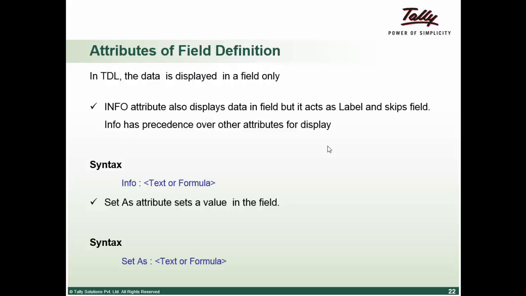So attributes of field definition, we have already seen, such as talking about info. Info also displays the data, but the difference is it acts as a label. So when a report is in edit mode, the field is skipped, whereas when it is written as status, it provides an initial value to the field but allows the user to modify the value. So what in case a user has written info and status both in his field? In that case, info will get a precedence over your status.